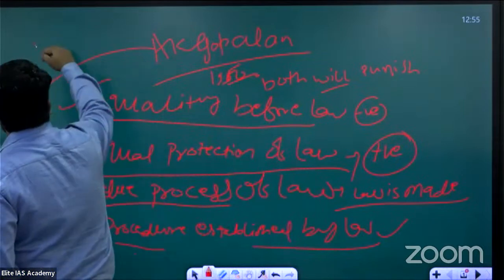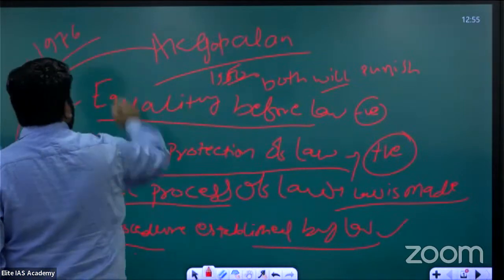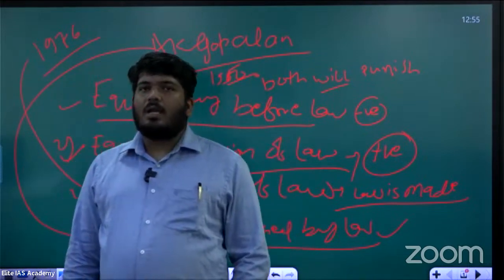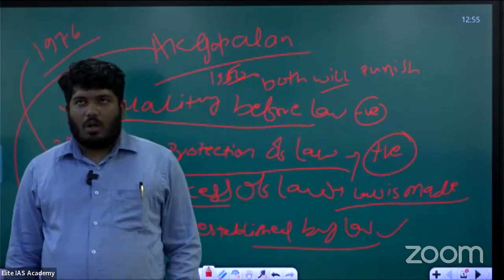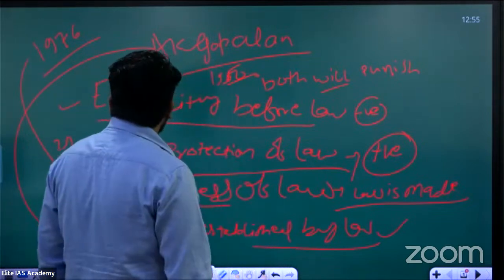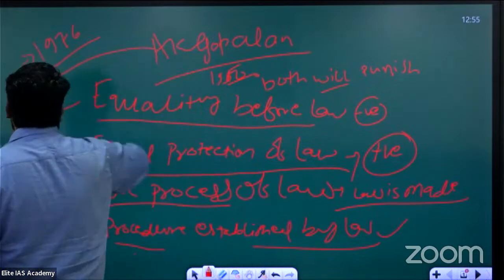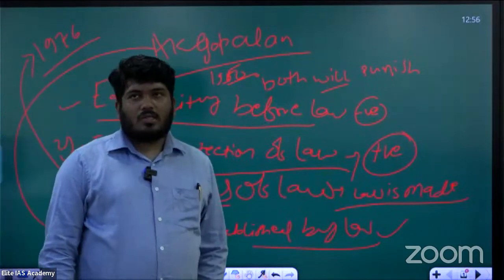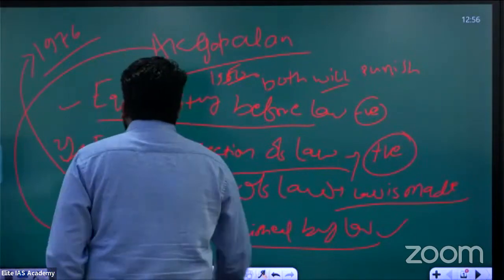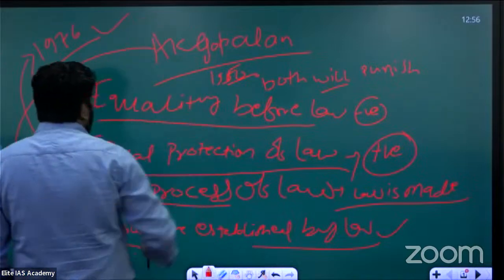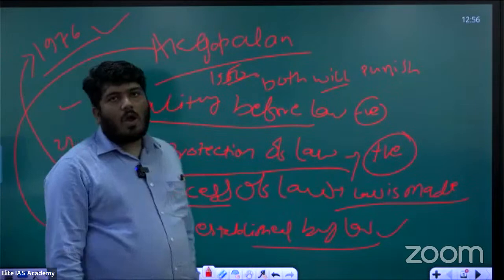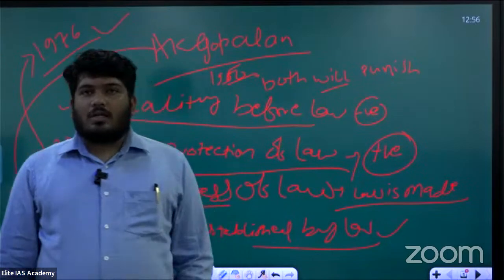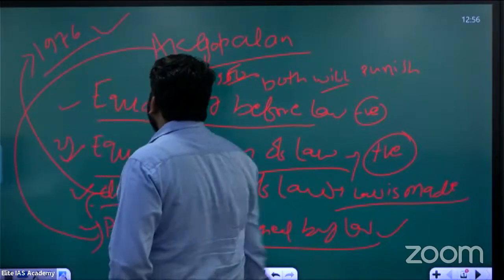This was discussed in 1976, in the very famous Maneka Gandhi case, when Maneka Gandhi's passport was seized and she was not allowed to go abroad. This was during the emergency. She approached the court and said her fundamental right was violated and the law made is not fair and is against due process of law. The Supreme Court agreed and said that only procedure established by law is not correct. If due process of law is not followed, then it is unconstitutional, and it allowed Maneka Gandhi to visit abroad.